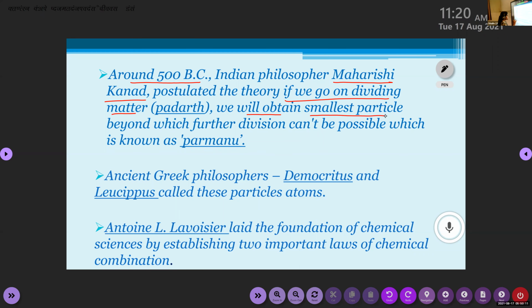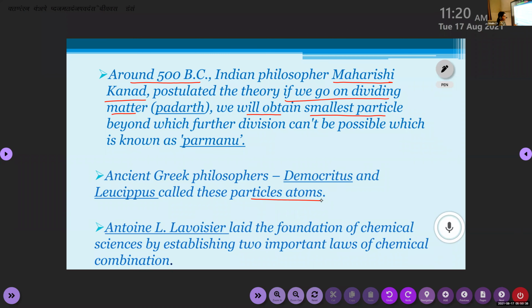Then two ancient Greek philosophers, Democritus and Leucippus, called these particles atoms. The Indian philosopher named the smallest particle paramanu, and later ancient Greek philosophers named the smallest particles atoms.